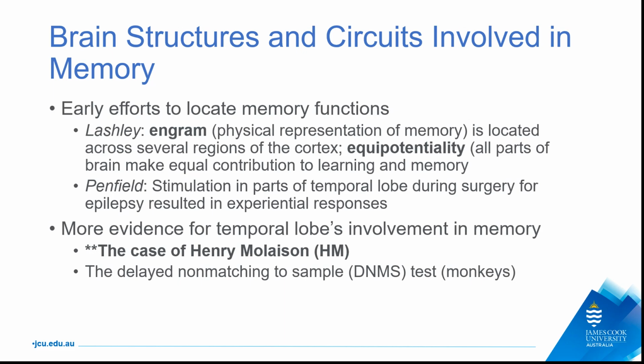Now we look at brain structures and circuits involving memory. First of all, we need to remember two concepts, engram and equipotentiality. Very interesting ideas, from before we had all these neuroimaging technologies. Engram says that the physical representation of memory, irrespective of where it is in our brain, is located across several regions of the cortex, so there's really no specific region devoted to memory representation. Equipotentiality is a bit vague and doesn't have a lot of substantial evidence. It says that all parts of the brain make an equal contribution to learning and memory, which I don't think is correct. So engram is the more promising concept. We'll get to that later.